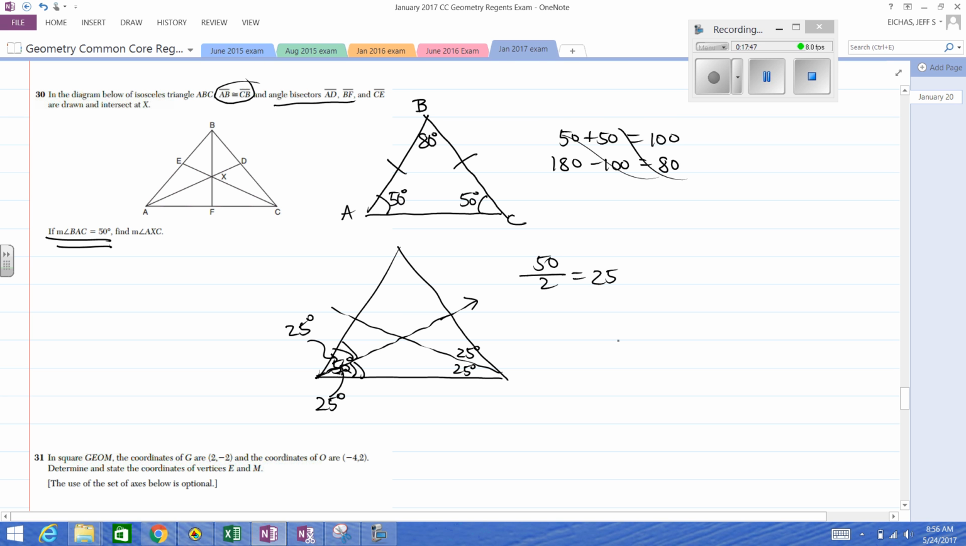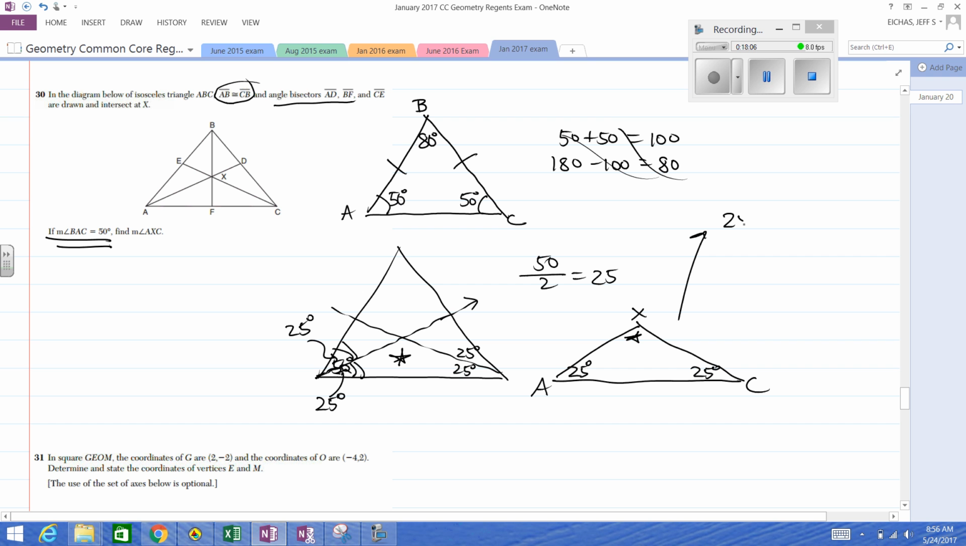One last diagram we're going to pull apart here. Now we're just going to take this triangle down here right there. Okay. We know these are both 25 degrees. So angle AXC is what we're after. So now we're going to come up here.